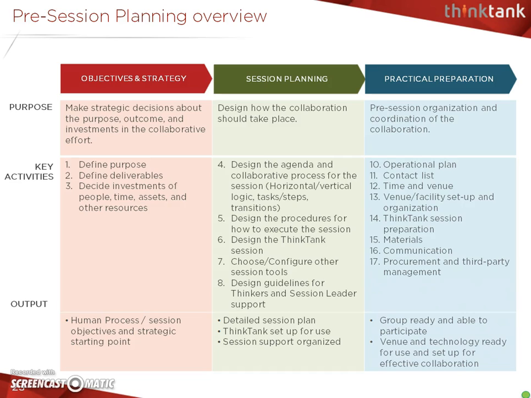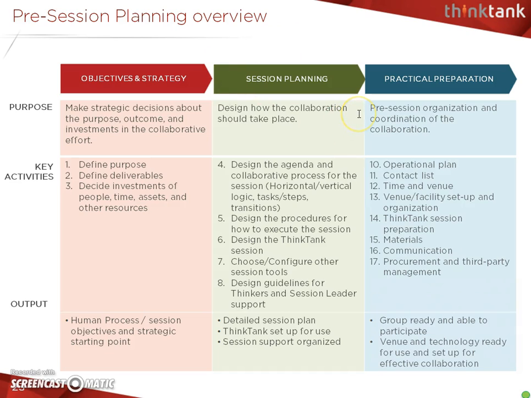It basically talks about 3 steps that need to be taken before a session is executed. First step is the objectives and strategy, which basically includes 3 key activities, which is simply defining the purpose of the session, more specifically defining the deliverables or specific work products or outputs of the session. And the third one is to decide what type of people are needed for the session, how much time is allocated for the work, what other types of assets and resources are needed.